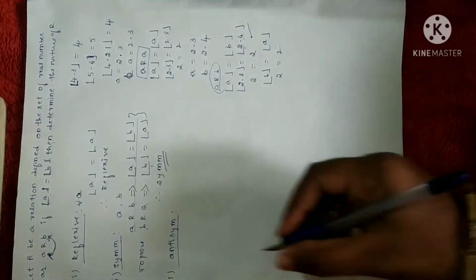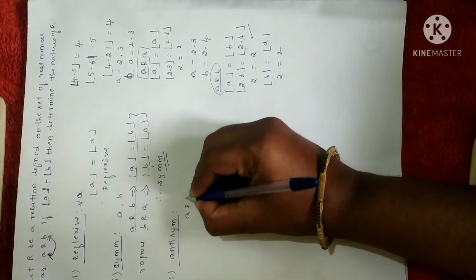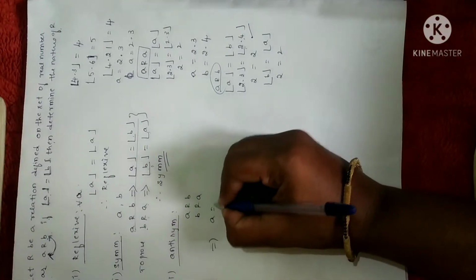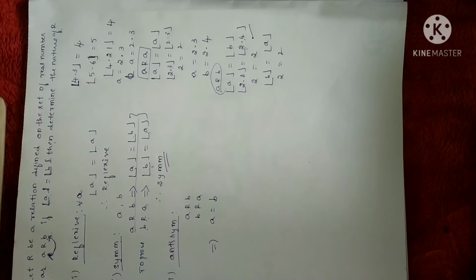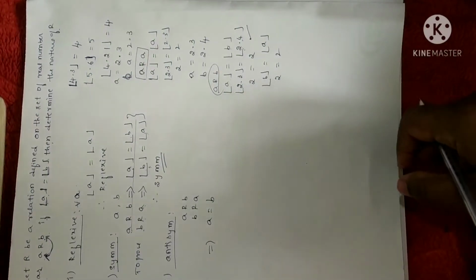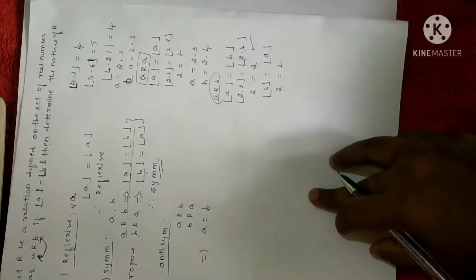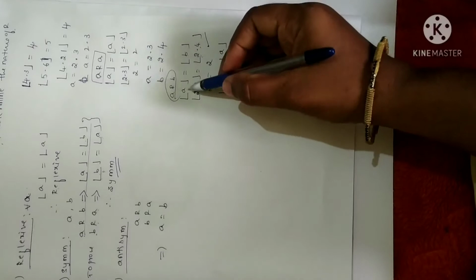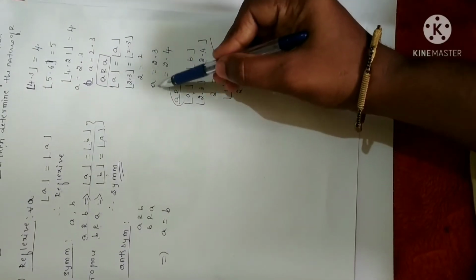Antisymmetric. So as per the definition, if A is related to B and B is related to A, then A should be equal to B. Then only we say it is antisymmetric. Right? Now let me take one counter example to prove this. Clearly take this example, then only you will understand.